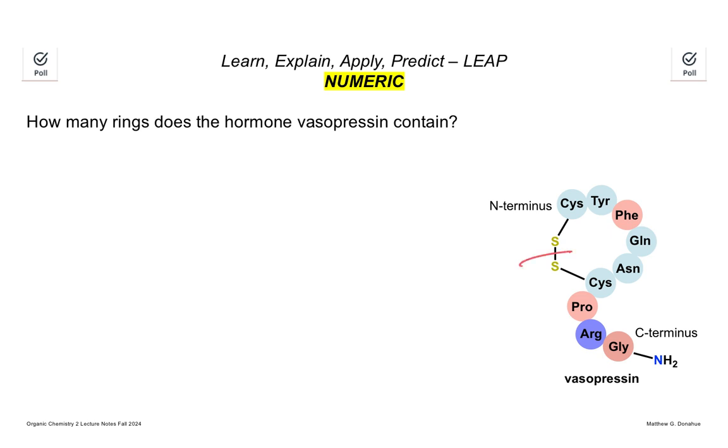So we have one there. So we'll say +1. Tyrosine has a ring, that's another one. Phenylalanine has a ring, it's another one. And proline has a ring. So I think overall, this is going to get us 4 total rings.